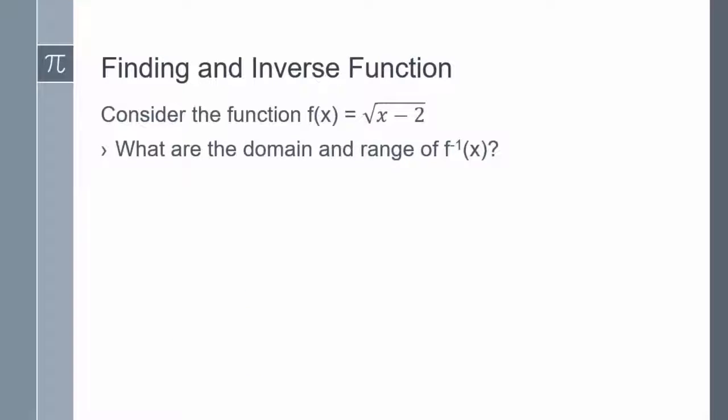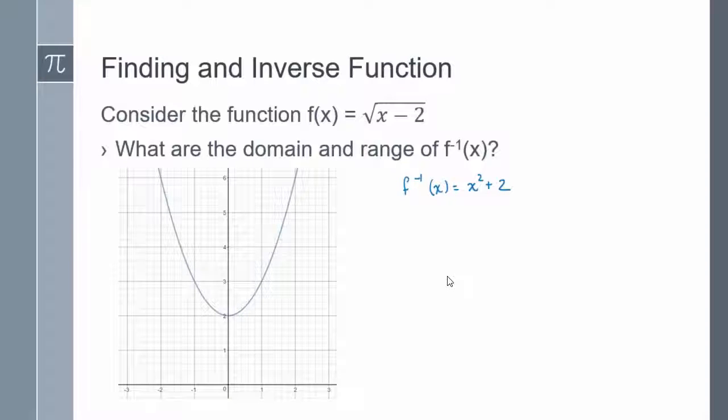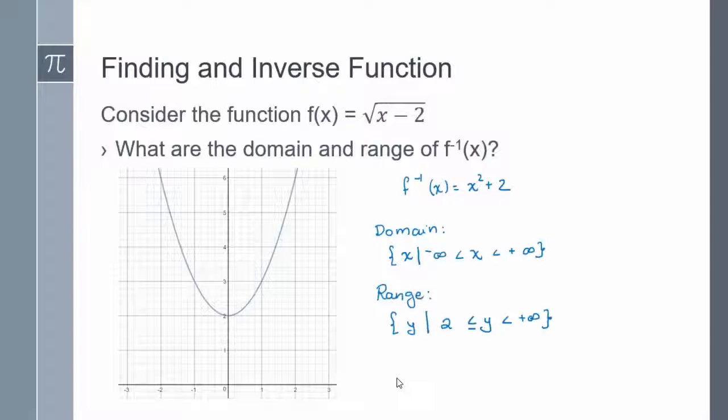What is the domain and range of the inverse of f of x? Remember, the inverse of f of x equals the square root of x minus 2 is x squared plus 2. This is what its graph looks like. The domain is all real numbers. In set notation, we can write this as x is greater than negative infinity and less than positive infinity. Our range for the inverse function starts at y equals 2 and goes all the way up to infinity. So in set notation, y is such that y is greater than or equal to 2 and less than positive infinity.